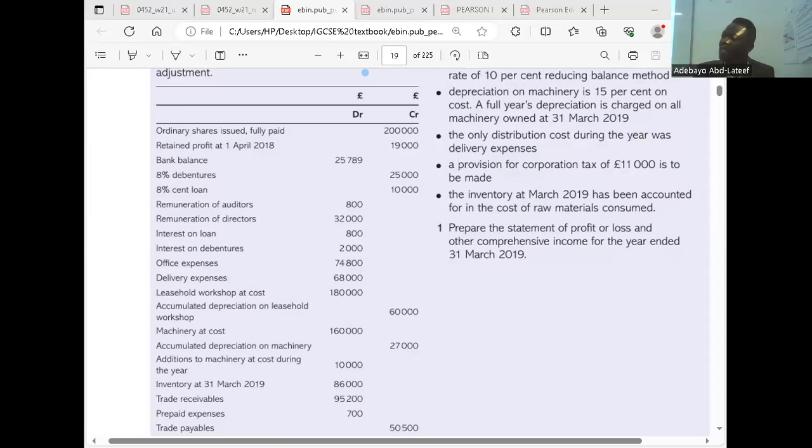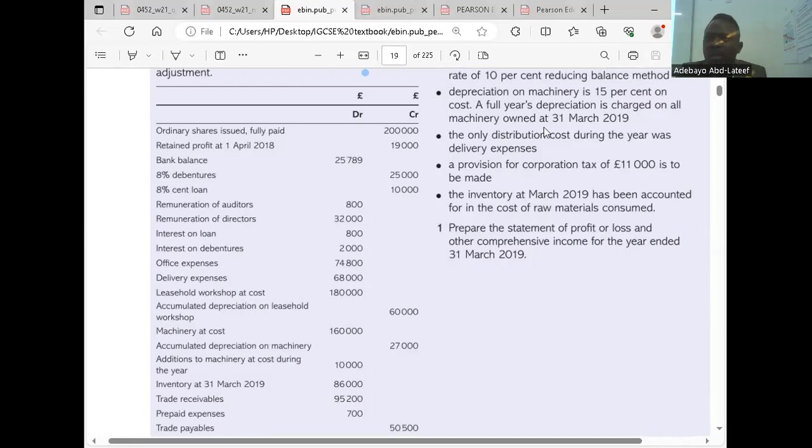Then we have our retained profit, which is part of the additional information. We have retained profit of 19,000. If we are told to prepare a statement of financial position, our profit will be 149,849 plus the retained profit of 19,000. That is what we take to our statement of financial position. Is it clear, please?